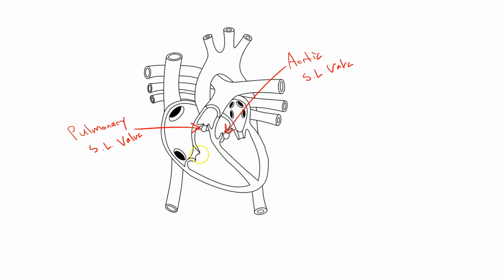Okay, now the AV valves are a little bit trickier, with less intuitive names. But if you're looking at them, you can kind of guess what the name is because they're named based upon how many cusps the valve has. The cusp is kind of like the door or the flaps. In this valve, there are 2 flaps which can close, and so it's called the bicuspid valve. And this one has 3 flaps, so it's called the tricuspid. This valve over here is also sometimes called the mitral valve.